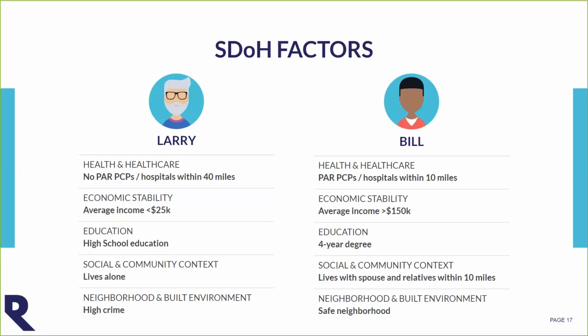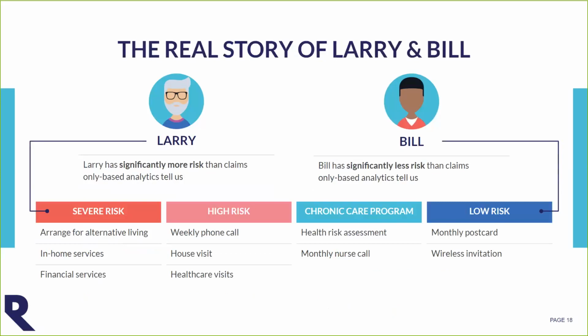This is all data that we can find out about these individuals, and then using that data, it allows us to plot both of them on a risk spectrum. What you can see here is we've identified Larry as having a much more significant degree of risk beyond what we can see from the claims information. And so there's certainly other types of programs that we would consider for Larry as opposed to Bill. Bill has a much lower risk than Larry based on all the other social data that we know about him. And so we may not necessarily want to encourage all of the same programs as we do for Larry.